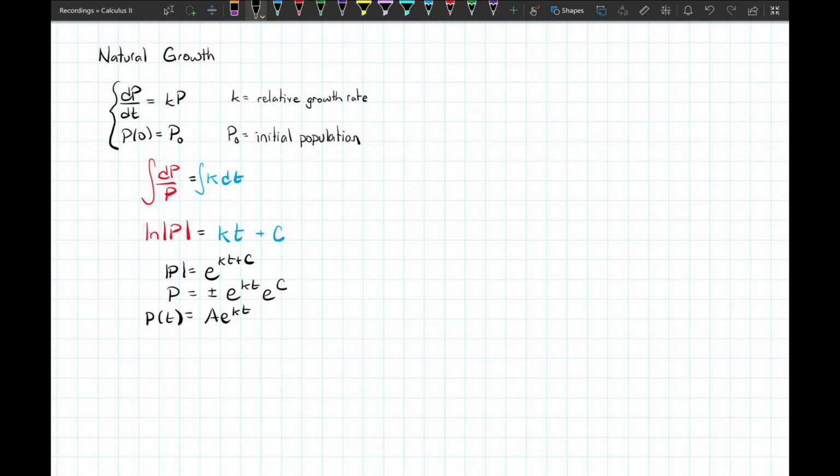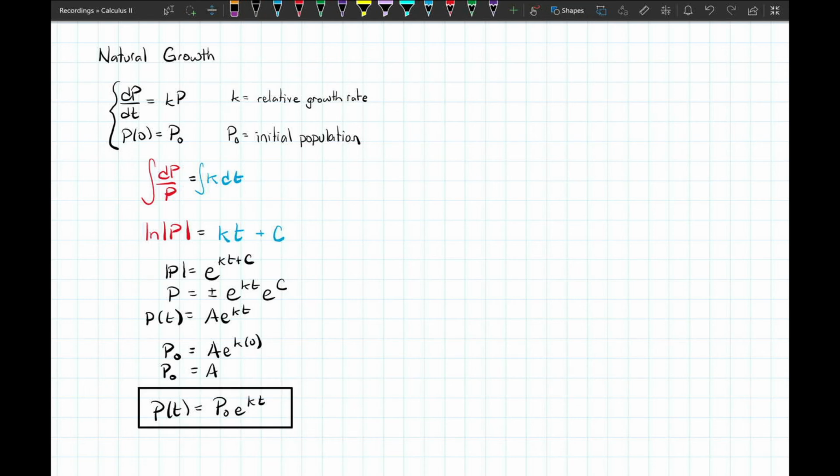Population at time equals 0 is equal to p naught. We can plug that in and get a particular solution. Setting the population equal to p naught and time equal to 0, then we end up with e to the power of 0, which gives a equal to p naught. So the particular solution to the differential equation for natural growth is p naught times e to the kt.